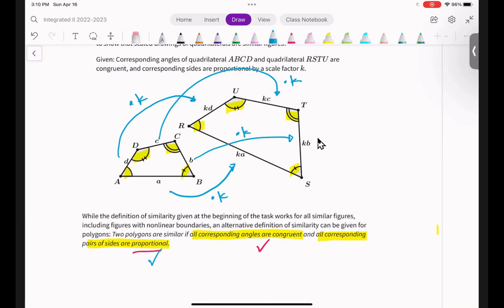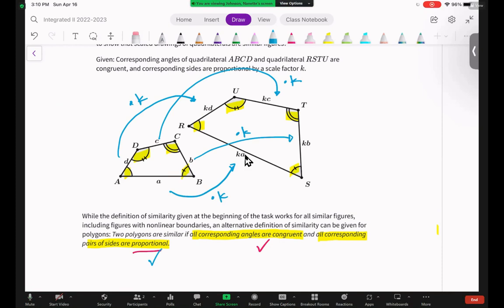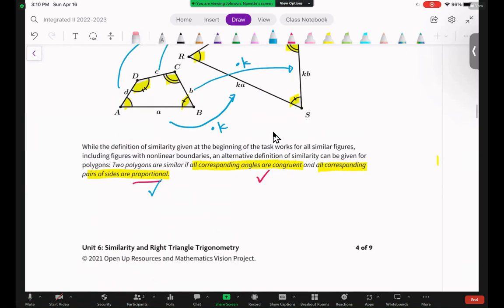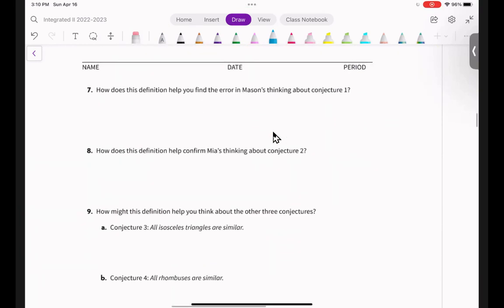Proportional check. Okay? So if this was being multiplied by K, but this was being multiplied by 2, and this was being multiplied by 4, no. These two figures are not similar. Okay? All right, a couple more problems here.